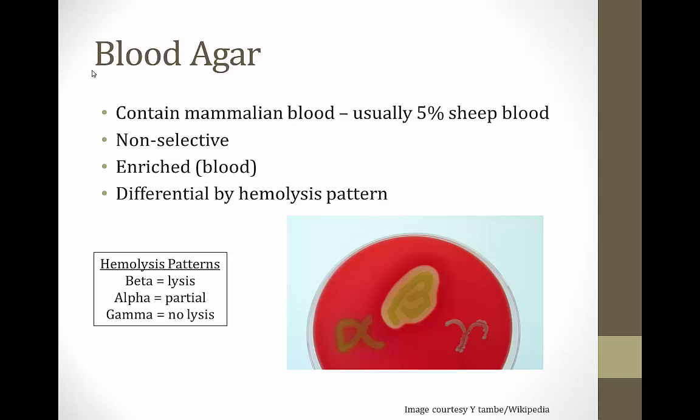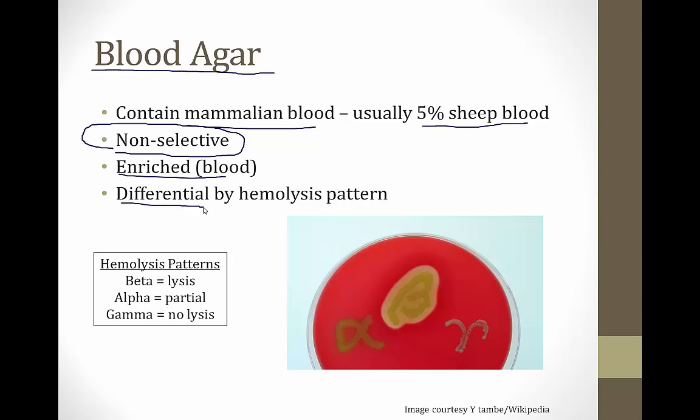And we'll start with the most important one, which is blood agar. Blood agar contains mammalian blood, usually 5% sheep's blood. It is a non-selective media, so lots and lots of bacteria will grow. It doesn't select only for gram-positives or gram-negatives. It's enriched because it contains blood, and it is also differential because different bacteria display different hemolysis patterns.